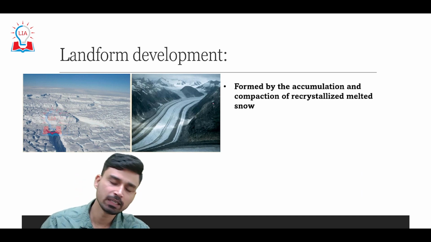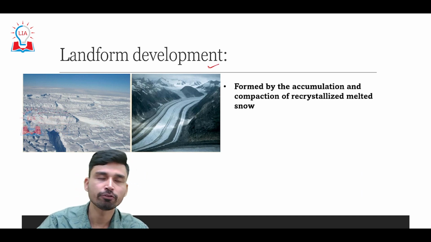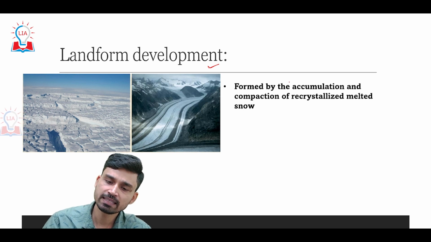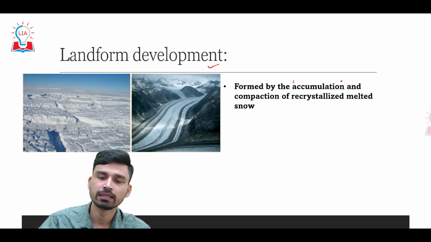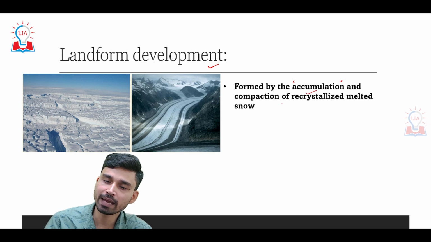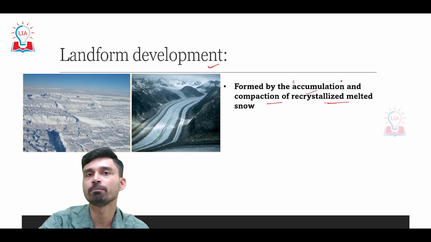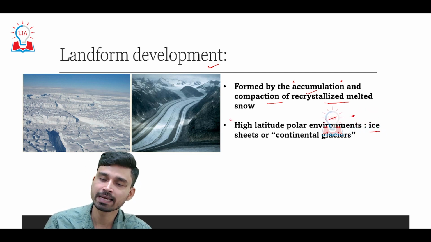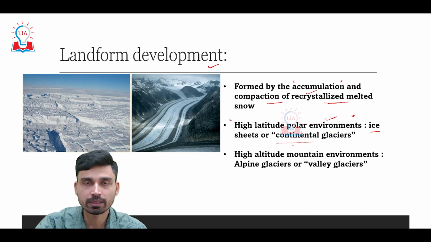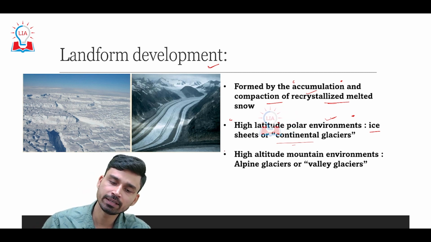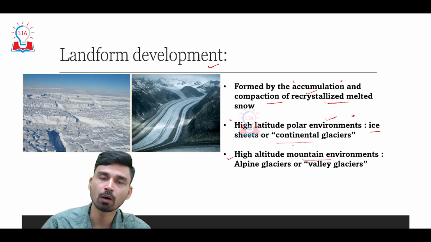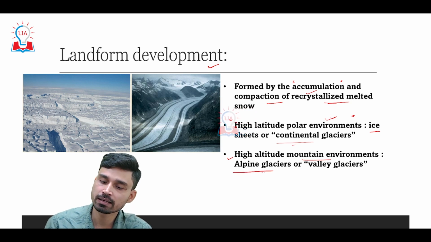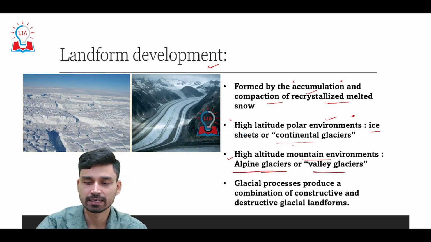So the question comes: what action of glaciers leads to the development of erosional landforms? We can say that such glacial landforms develop due to the process of accumulation and compaction of recrystallized snow that is part of glaciers. If such landforms develop in a high latitude polar environment, these glacial sheets are called ice sheets or continental glaciers. On the other hand, if glacial movement is happening in the high altitude mountain environment, such glaciers are described as alpine glaciers or valley glaciers.